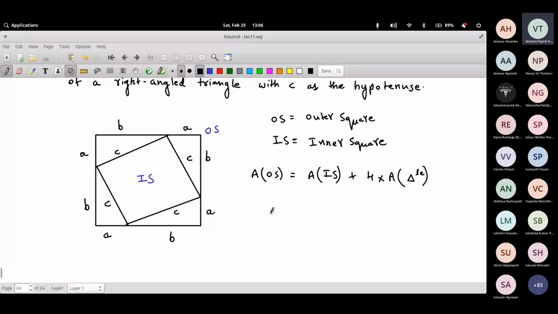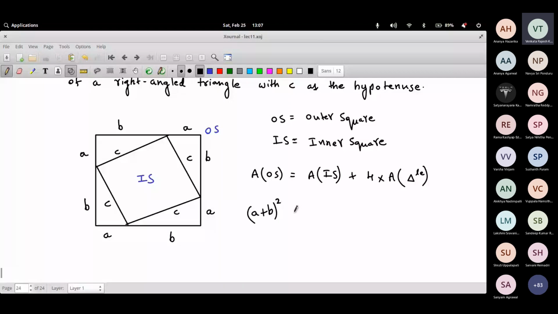Okay. And what is the area of the outer square? Each side squared, right? So what is the length of each side? A plus B. You see, each side is the same. A plus B, A plus B, A plus B, A plus B. So A plus B times A plus B, that is (A plus B) whole squared, is the area of the outer square. And what is the area of the inner square?